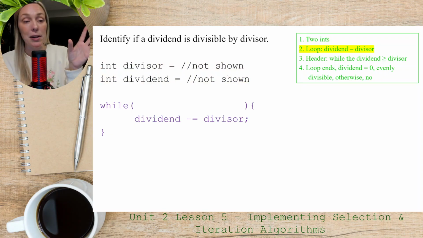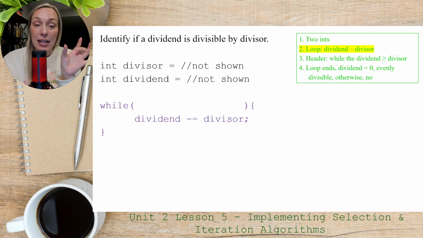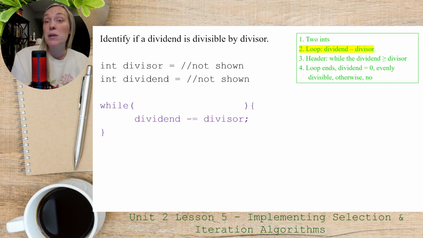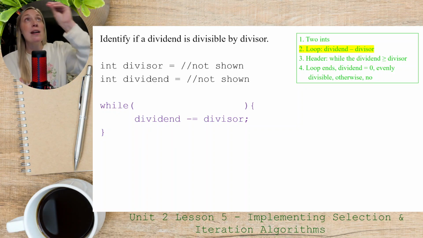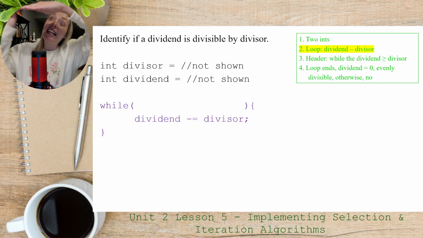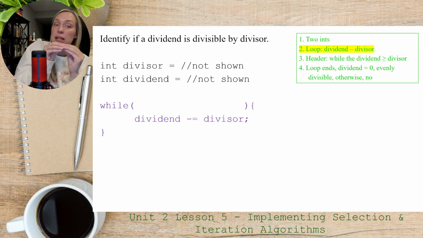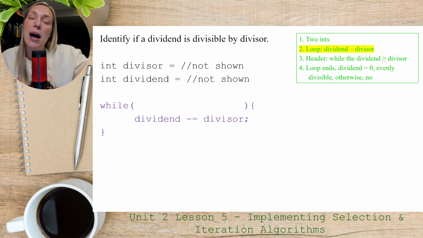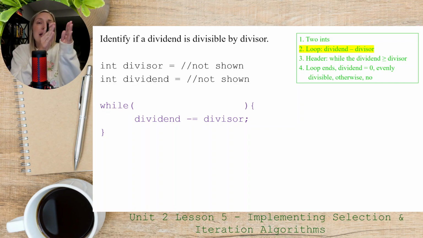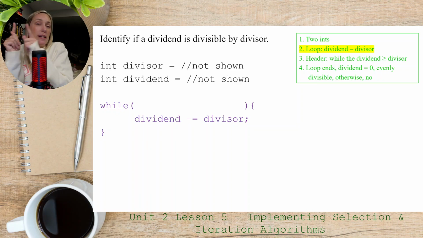Okay, what was happening? Well, my loop was taking my dividend, subtracting the divisor, and that was becoming the new dividend. Okay, so think of that step. 20 minus 3 equals 17. And then I wanted to take that 17 and do that same thing to 17. So I can use this compound operator to do that. You could have also written it out as dividend equals dividend minus divisor.